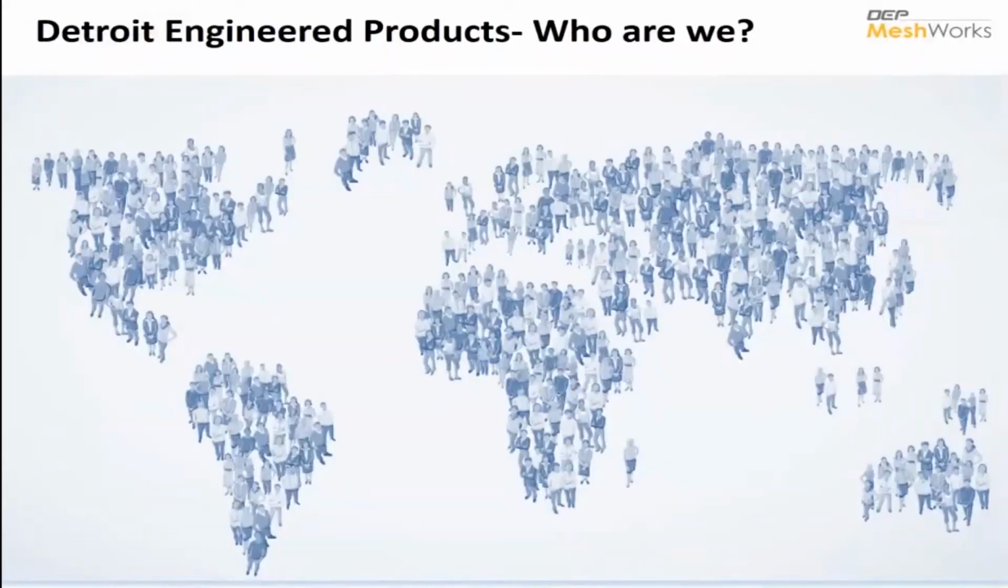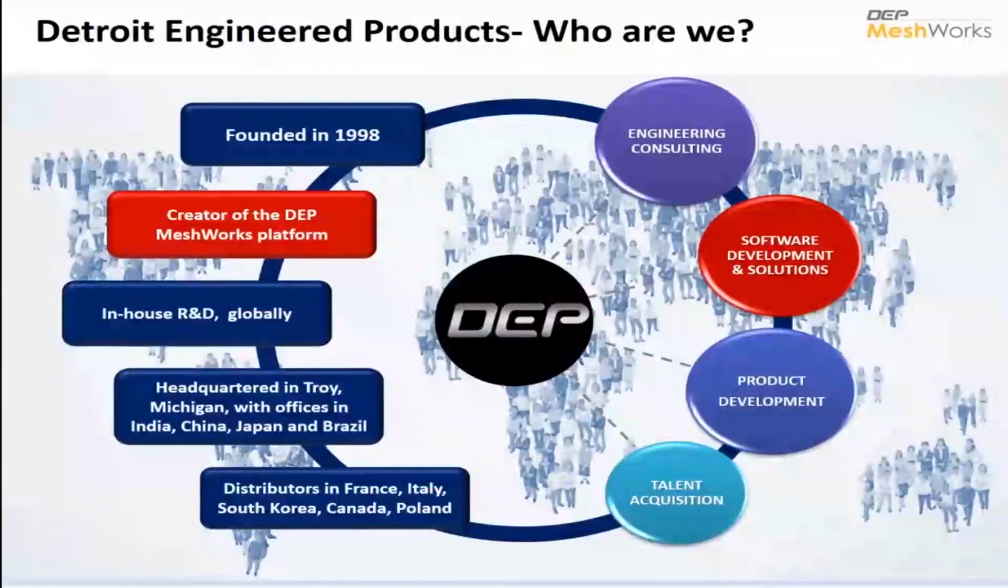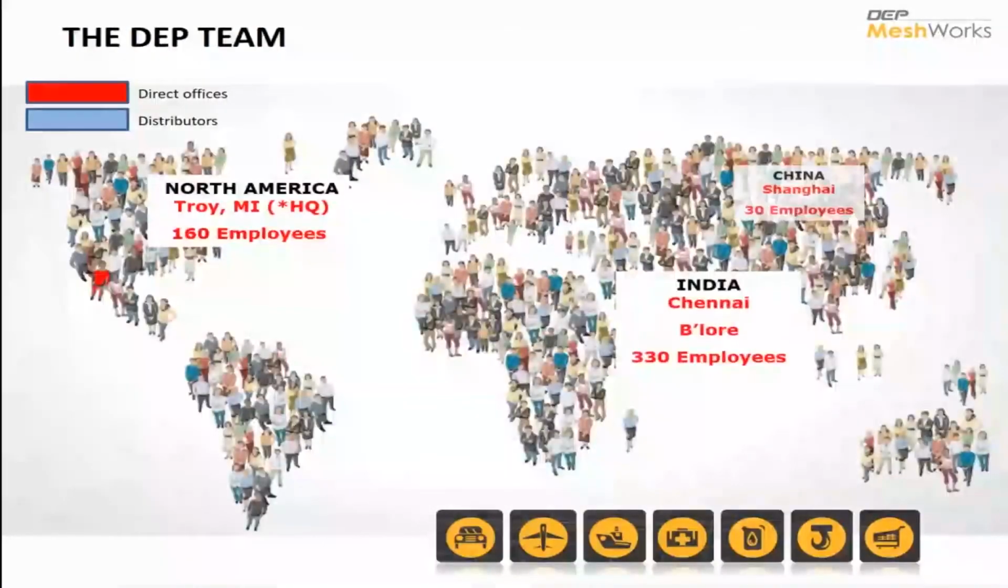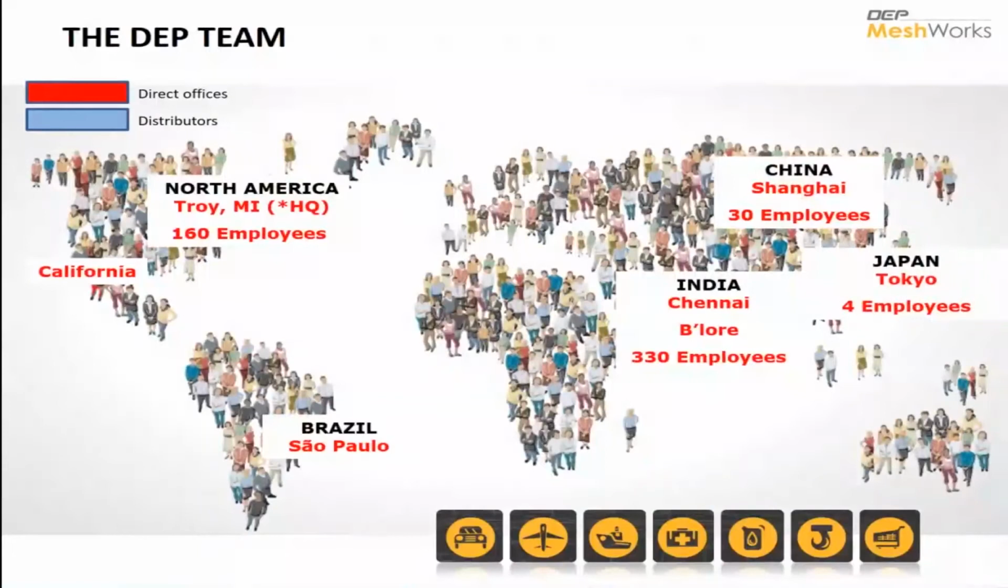Detroit Engineered Products, or DEP for short, is your host today and also the creators of the MeshWorks software platform. We are a 22-year-old company that has grown to about 500 engineers with technical centers in 6 countries, vendor partners in 15 countries, and our global headquarters in the Metro Detroit area here in Michigan. DEP is comprised of 4 groups, including our engineering and analysis group, our product development team, which helps OEMs, suppliers, and investors bring specialty components and innovative products to market, our MeshWorks software division, and our staffing and contracting team.